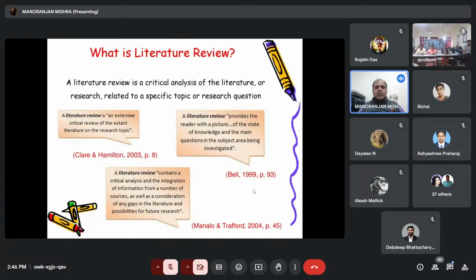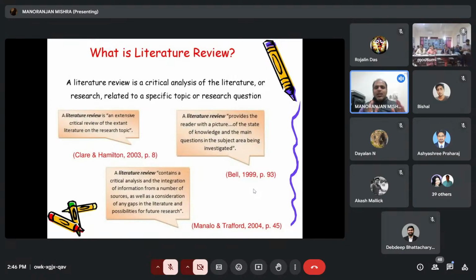A literature review is an extensive critical review of the existing literature on a research topic. Another definition: a literature review provides the reader with a picture of the state of knowledge and the main questions in the subject area being investigated. A literature review contains a critical analysis and integration of information from a number of sources, as well as consideration of gaps in the literature and the possibility of future research.